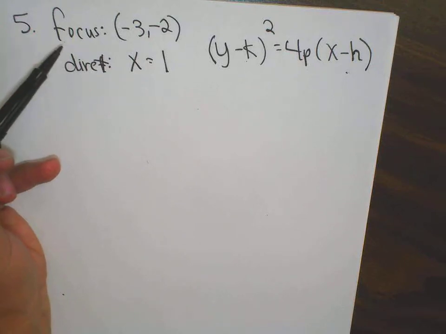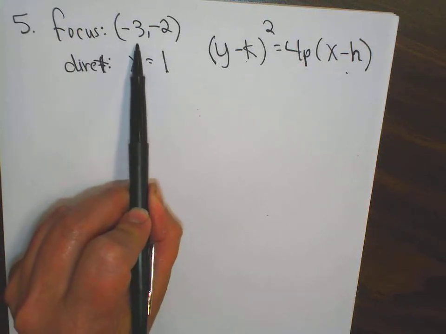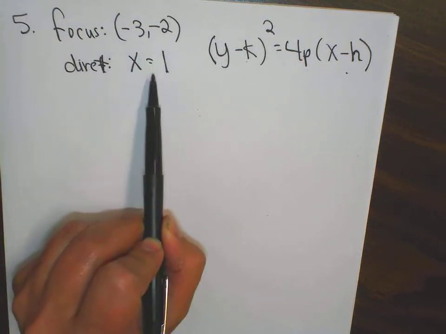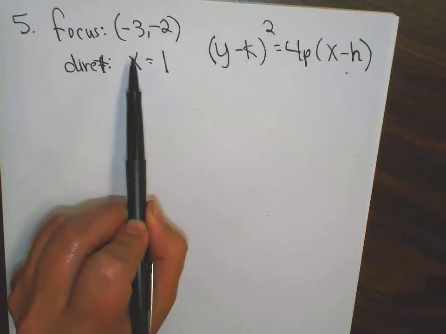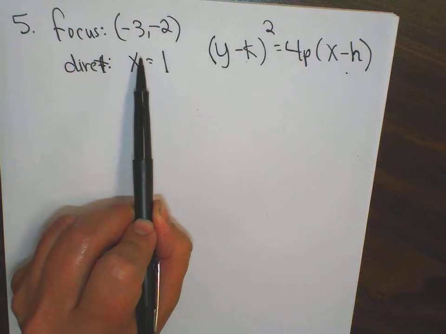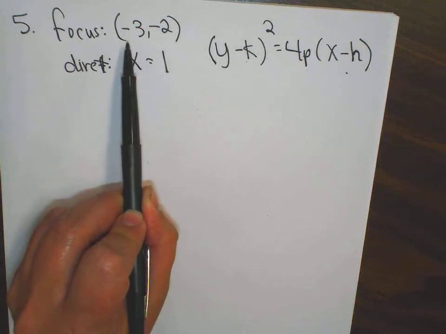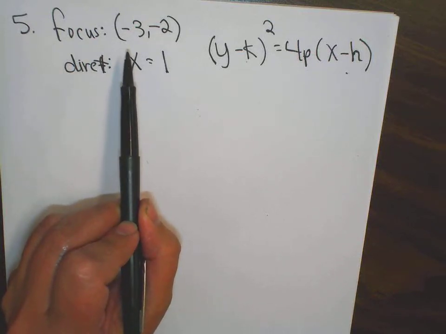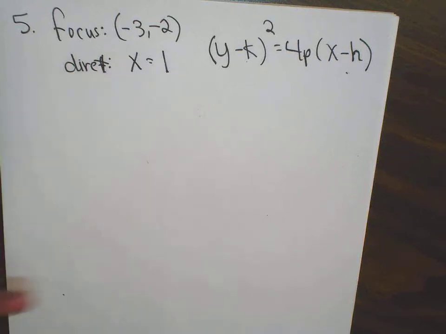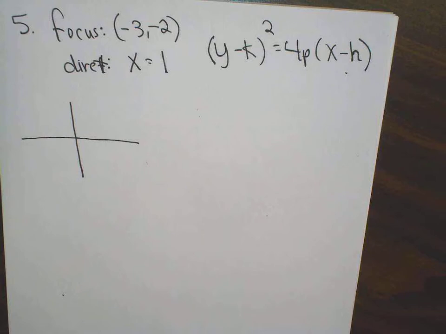Do you really need to draw a picture? What's the distance between the focus of (-3, -2) and a directrix of x = 1? So it's a distance of 4 away, right? Because it would be 1 minus a negative 3, which would be 4. And if I cut that in half, I have a value of P equals 2. Or you could sketch it to have that visual to help.